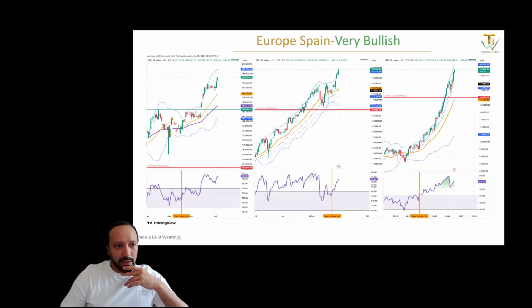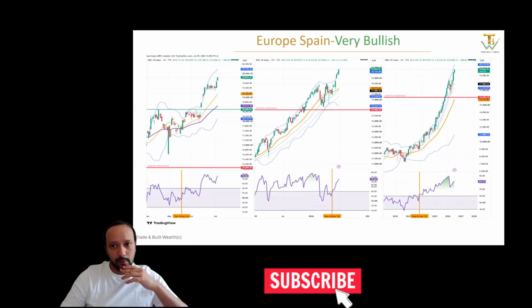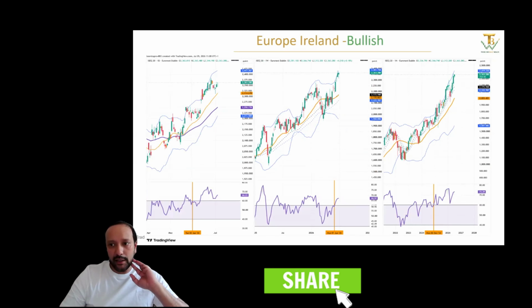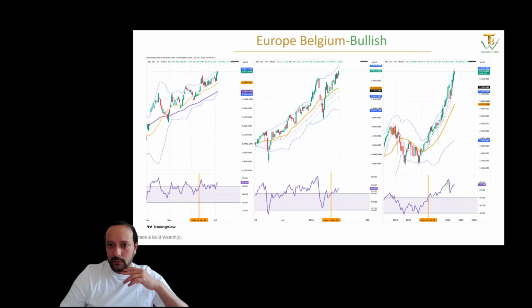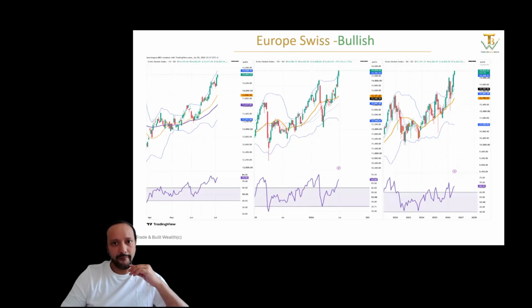Okay, so let's have a look at Spain. Spain is really bullish. It's going like a rocket almost. All three, monthly, weekly, daily, are above, and even the speedometer is running really fast. Then we have Ireland. Ireland is also similar to Spain. It's bullish on mid-term, long-term, and daily, short-term charts, which is really good. Belgium is also similar to Spain, a little bit less, but it's also going good. It's also very bullish. The Swiss market is also at an all-time high, bullish, so it's really nice.